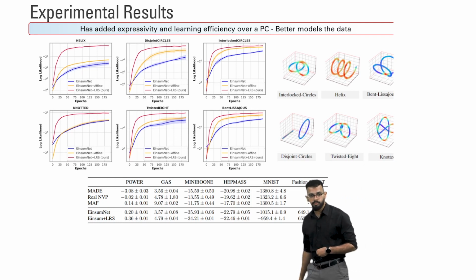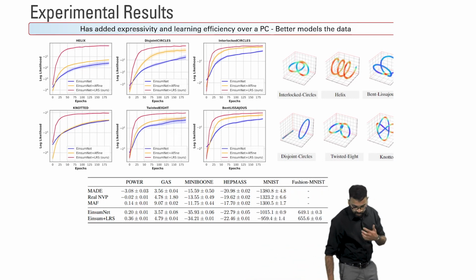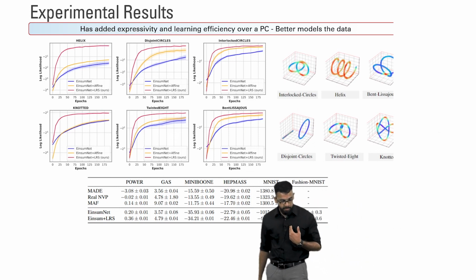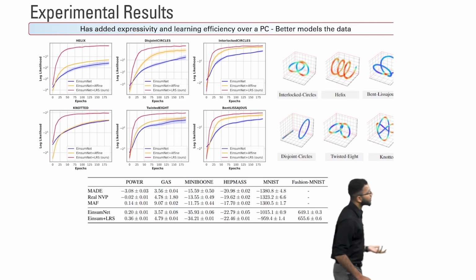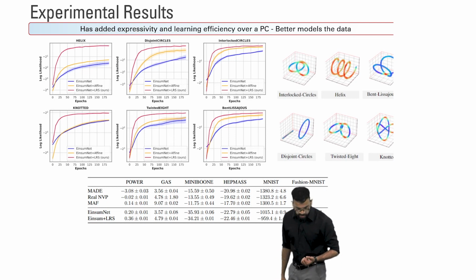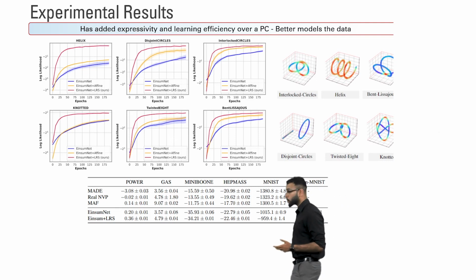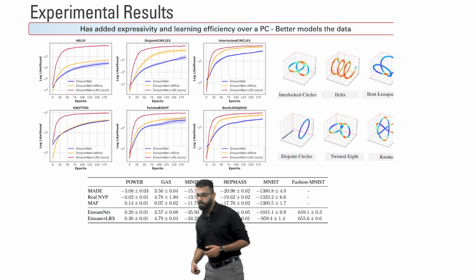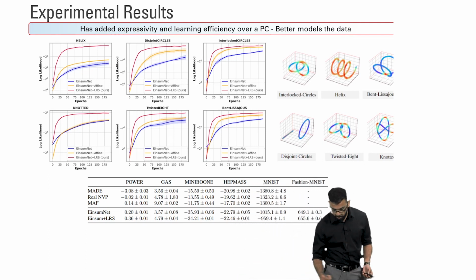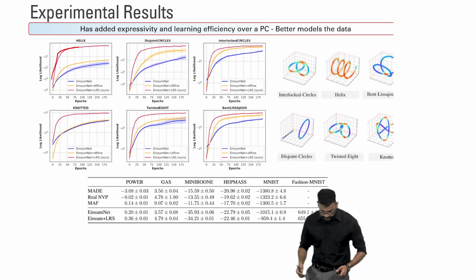So we also experimentally validated that the resulting model has added expressivity and also better learning efficiency over a PC. So it learns much faster than a PC. We had a lot of manifold data distributions over 3-dimensional spaces. And what we observed was that having a normalizing flow at the leaves not only resulted in the model getting a better likelihood value, better fitting the distribution, but it also typically did it much faster. It achieved a higher likelihood score much faster than the basic PC itself.